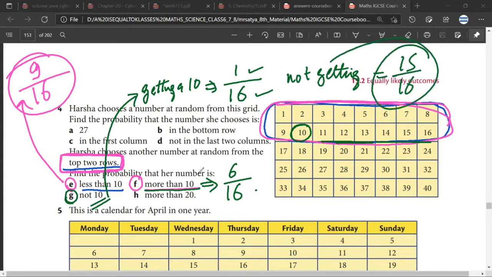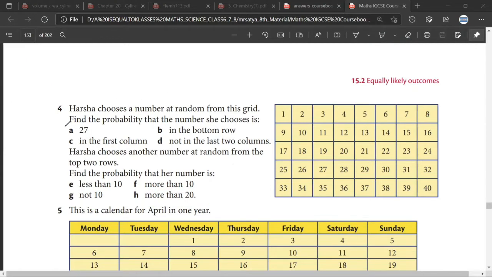Okay. More than 20? But he's focusing on the first two rows, right? Yes, sir. In this question, you just need to focus on the top two rows only. So 0 upon 16. 0, because in these two rows, the maximum number possible is 16. Is it making sense, Mr. Satya? Yes, sir. Slowly it will start making sense.